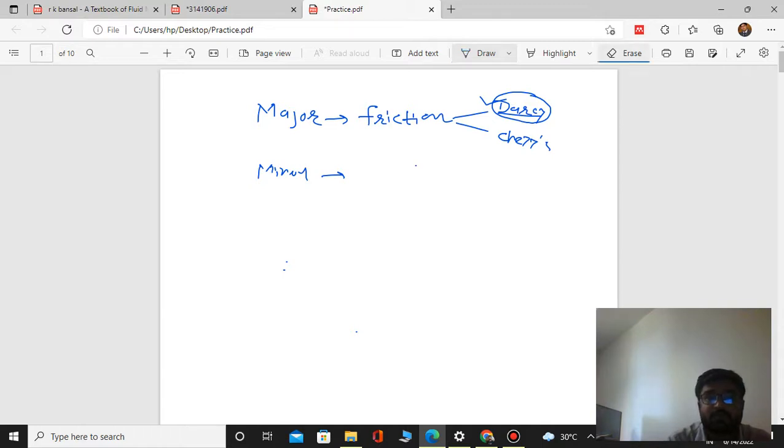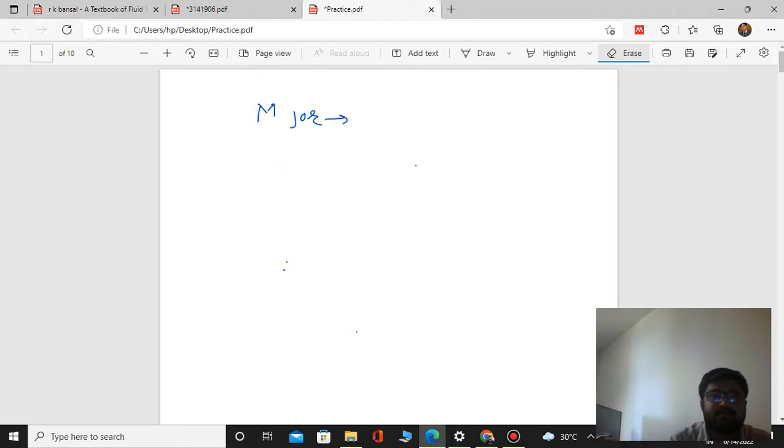So suppose we want to find out energy loss in pipeline due to friction, so we can find out by use of this equation. Right, if we want to find out energy loss, we can find out energy loss with the help of this equation. Energy loss occurs because of what? It is because of friction.